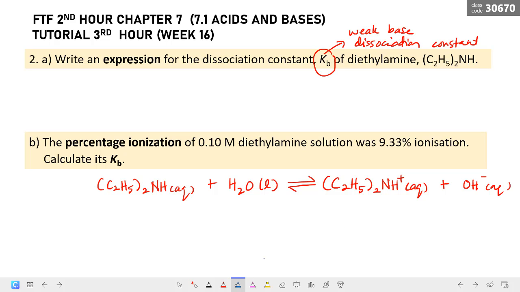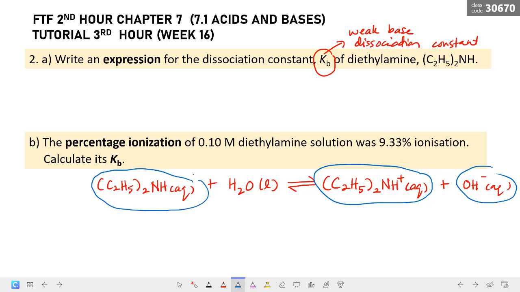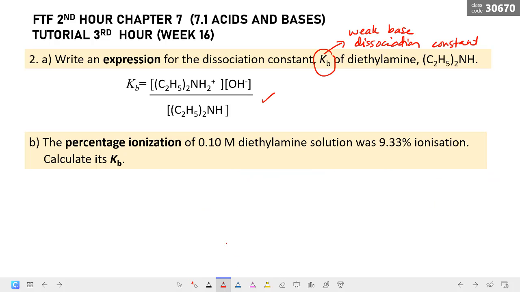Jadi nak tulis Kb expression, kita akan mengambil kira hasil darab concentration of product dalam keadaan aqueous ini divide by the initial concentration. So this is the Kb expression. Okay, ini adalah Kb expression bagi soalan 2A. Okay, now next we are going to calculate the Kb. Kalau you tengok kat sini kita nak kira Kb.